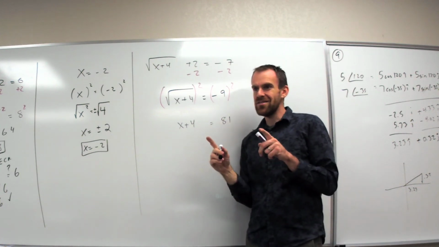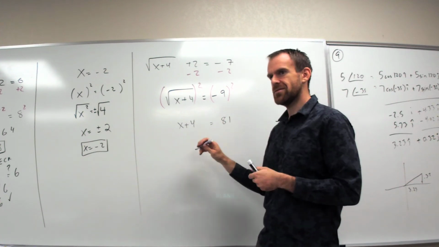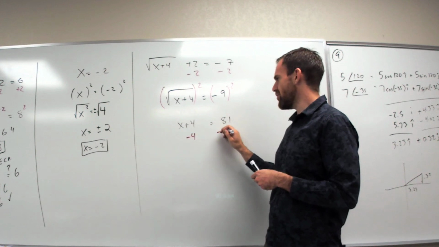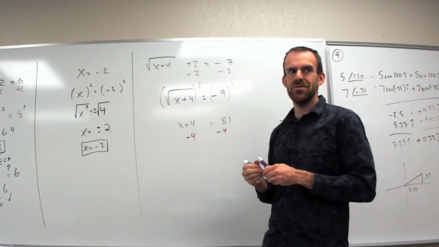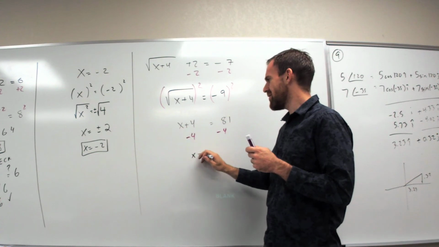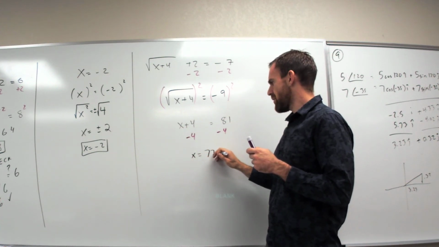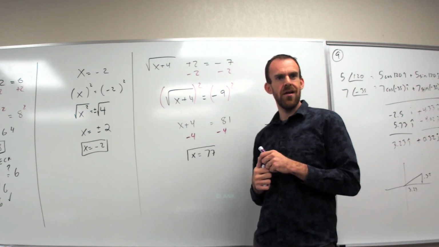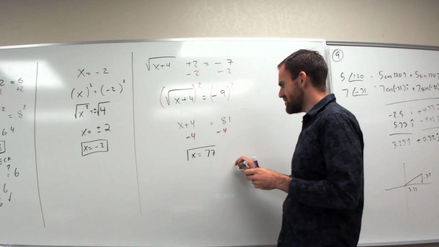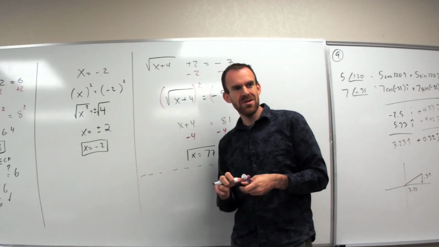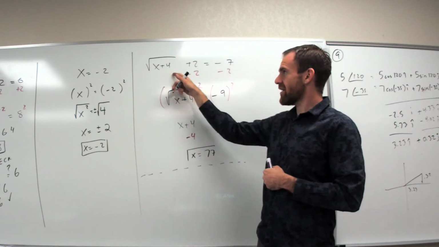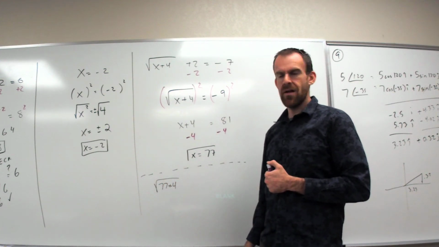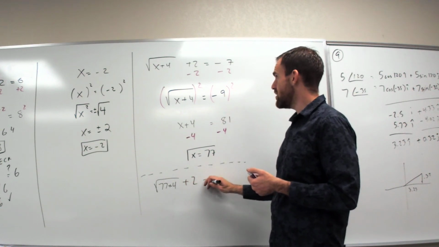Okay? Now, check this out. I want x by itself, so I'm going to subtract 4. And I get my answer, x equals 77, beautiful answer, I did all the steps right. Oh wait, I have to plug it in and check. You already know it's not going to work because I told you it's not. But let's plug it in and check. The square root of 77 plus 4 is 81. Okay, that's fine.